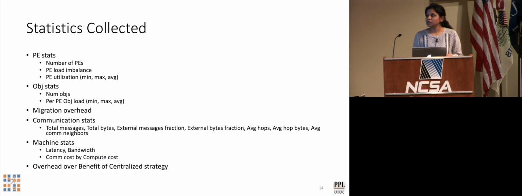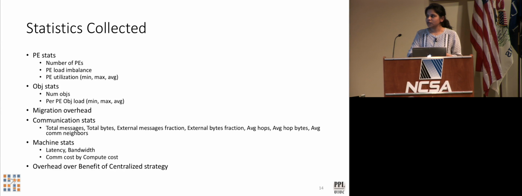So these are some of the statistics that we collected. Some of them are processing element related statistics, which include the number of PEs, the PE load imbalance, PE average utilization, minimum utilization, maximum utilization. These are all aspects that we generally tend to consider when we are performing load balancing, and they're also part of the decision tree that we just discussed. Then there are the object statistics, which include the number of objects that are part of the application, or the number of chares, that is, the per-PE object load. We also have migration overhead as one of the important aspects to consider.